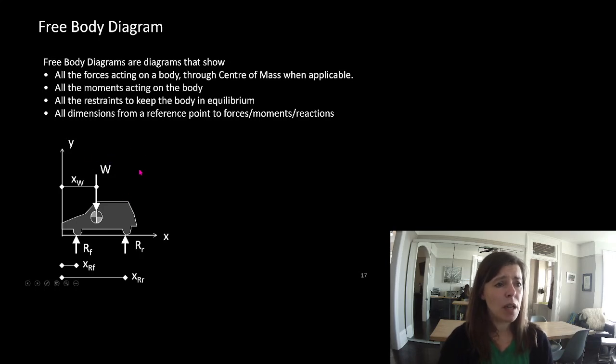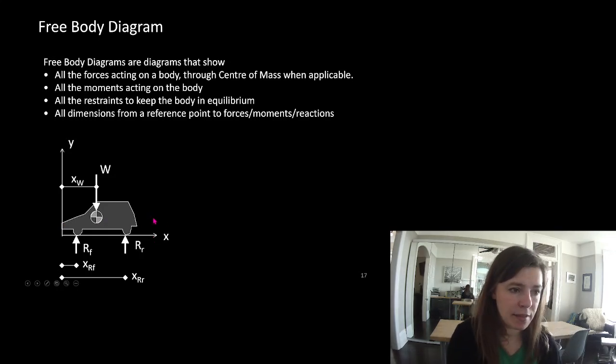So look at this. We've got the weight, which is the force acting on it. We've got our reactions. That's great. And we've got dimensions from some reference point. They've picked this point right here. So we know how far away our F is from that point. We know how far away our R is from that point. And we know how far away our weight is from that point. They haven't given us this dimension, how far our weight is from the x-axis. I'm going to add that in.